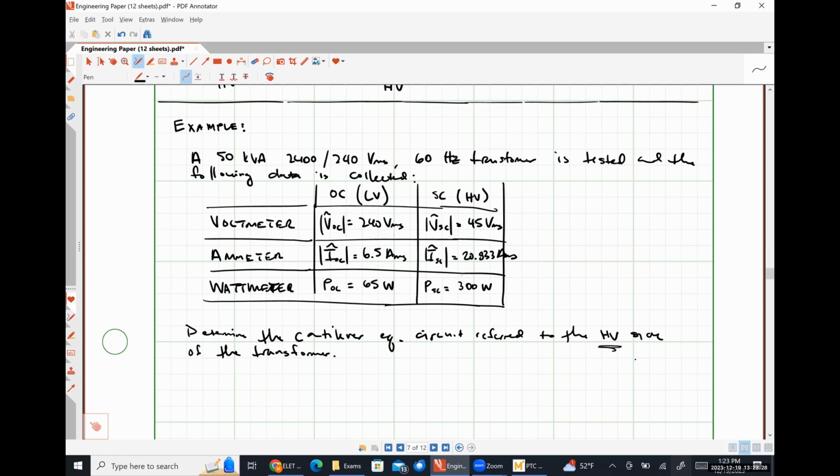So low voltage is primary or high voltage is primary. So if we had N1 and N2, so if the 240 was our secondary and the 2400 was our primary, we would get a turns ratio of 1/10. If we went with the high voltage as our secondary and the low voltage as our primary, A would be 10.